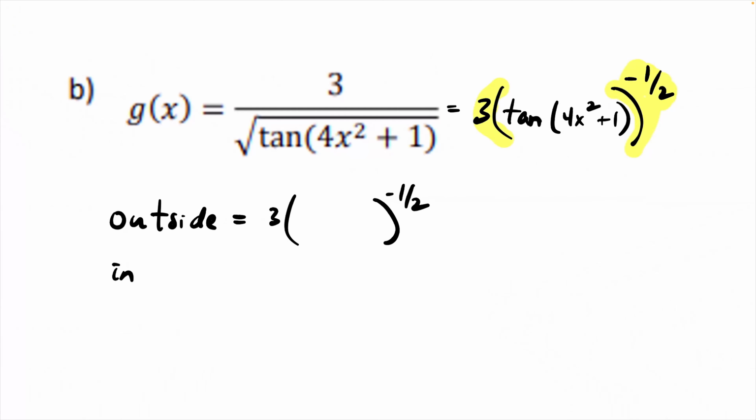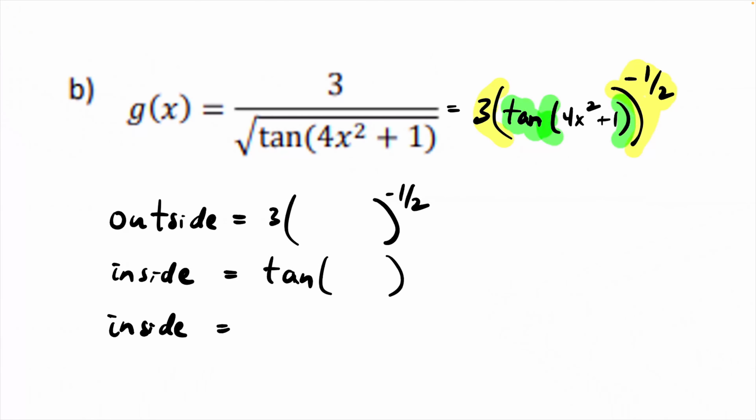Okay. Let's go inside a layer. What's the first inside layer? Tangent of something. Good. Tan of something. And then the last inside layer would just be 4x squared plus 1.